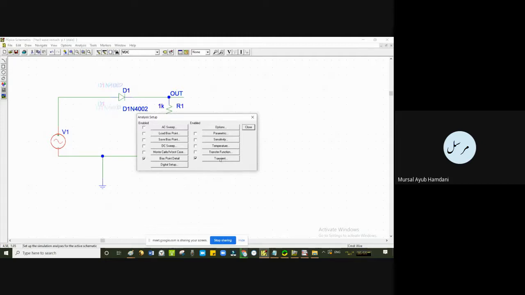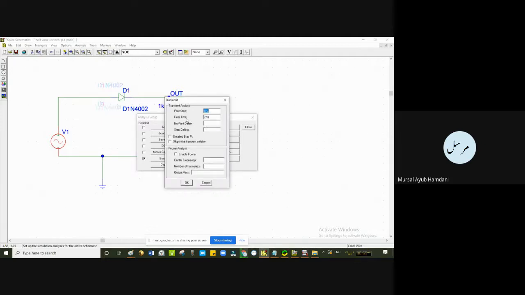Transient settings you have to set. Now the print setup: we start from 0 nanoseconds or whatever, and the final time is that time till which the simulation will run. Now we have taken for the source the sinusoidal source, 1 kilohertz frequency. So a final time of 2 milliseconds will make sure that only 2 clock cycles run through the entire simulation, as we shall see.